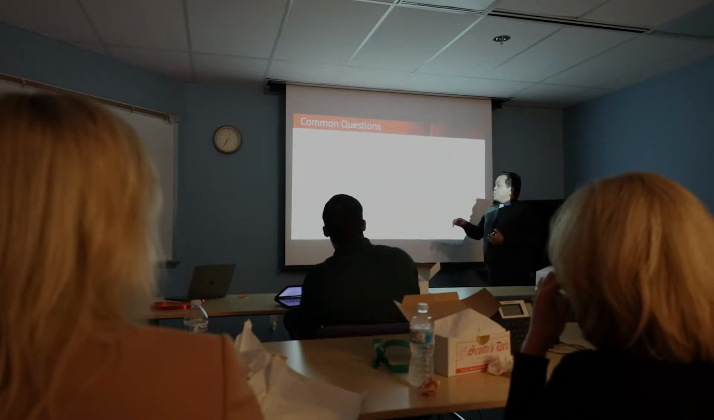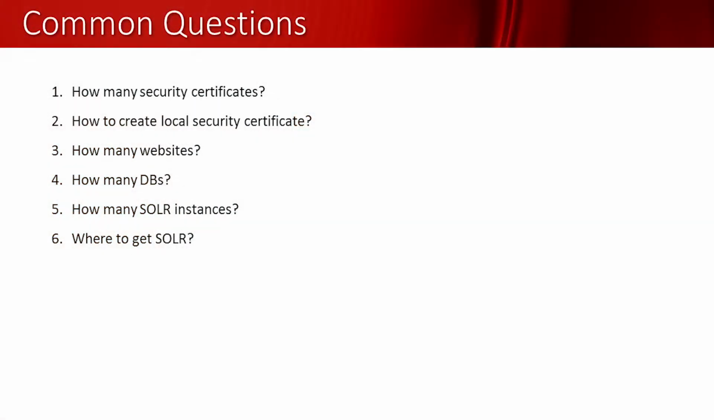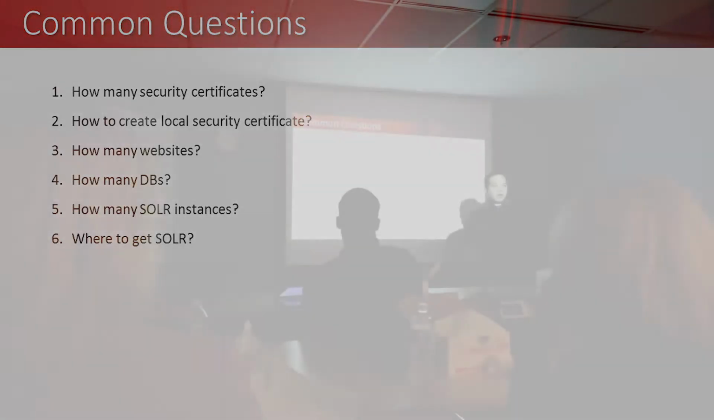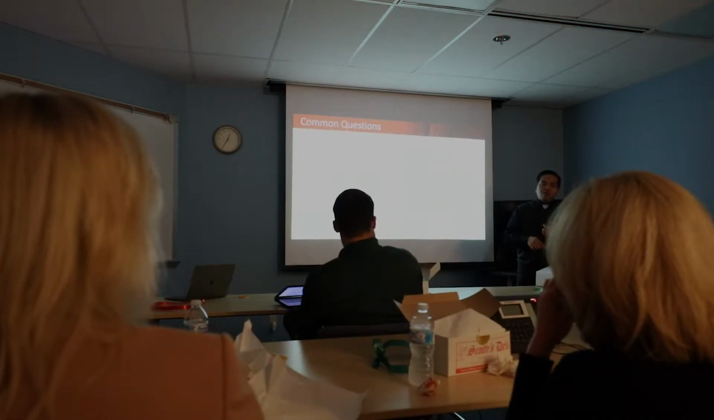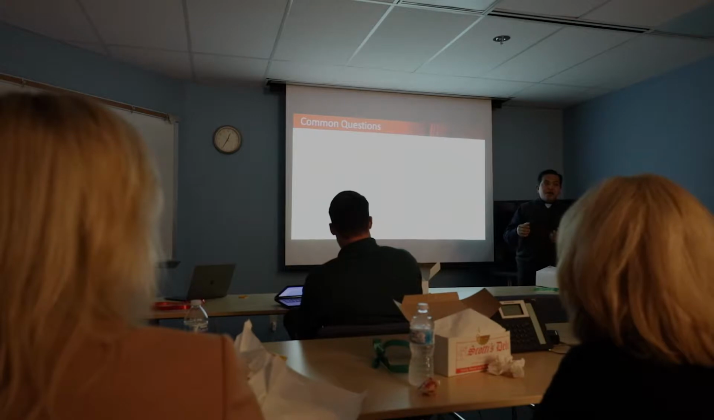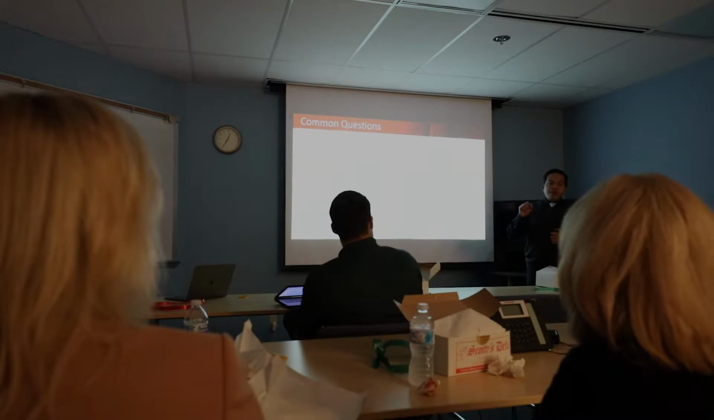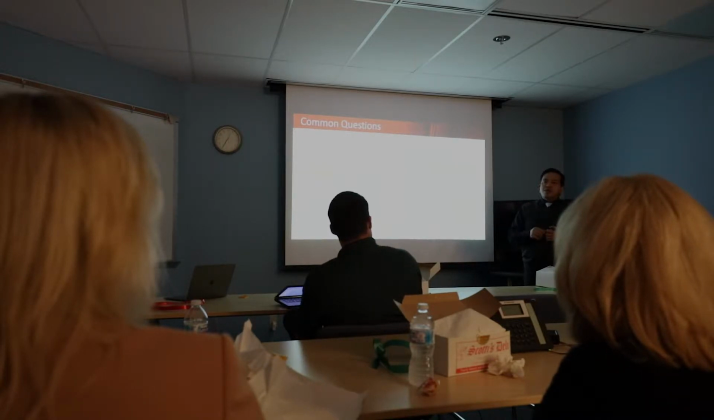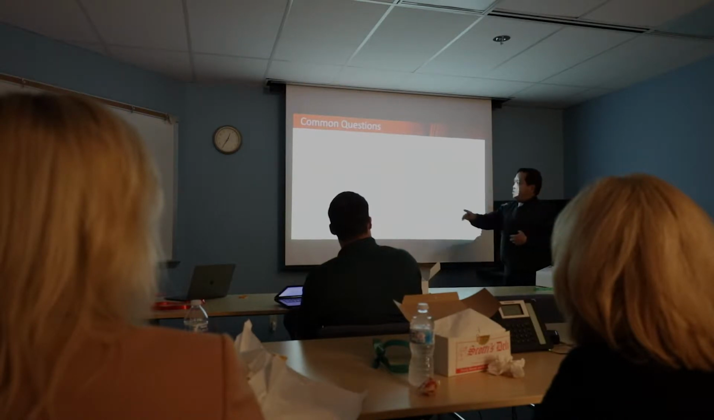Okay. So hopefully we can answer some of these questions. We already answered how many security certificates, how to create the local security certificate, how many websites, how many DBs, how many Solr instances, where to get Solr. Right now, Sitecore said 6.6.1 in Solr was what it was built on, but if you go look for Solr right now, you won't find 6.6.1. 6.6.2 is out there, so use 6.6.2. There is 7.1 now, or 7.0.1 also. I haven't tried that one, but if you want to try it, it probably will work. Okay. So what we're going to do is actually go through and get. I have Solr right now on my machine, so let's see what's next on this.